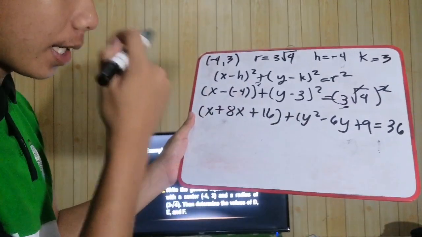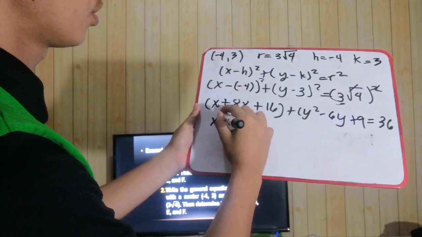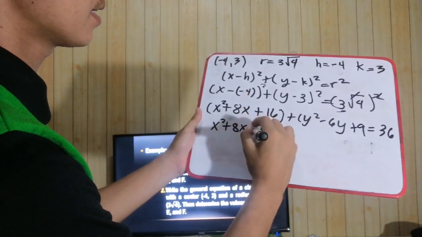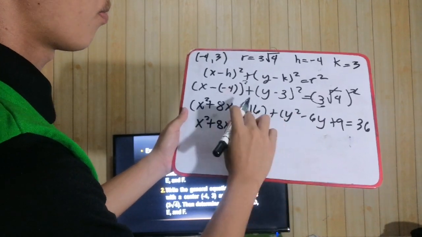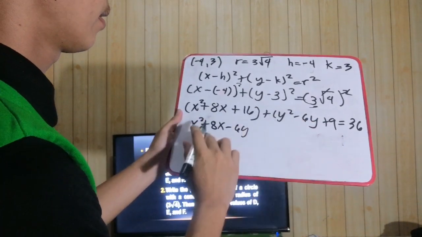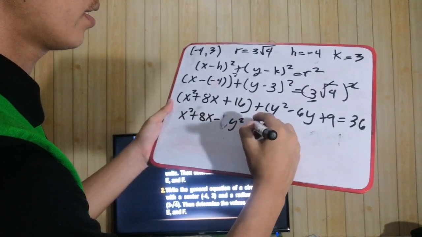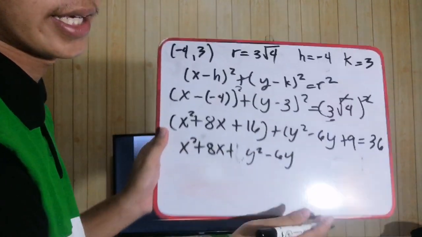Now, let's combine like terms, or let's arrange it. X squared plus 8x minus 6y. Combine like, or rather the y squared comes first: plus y squared minus 6y.